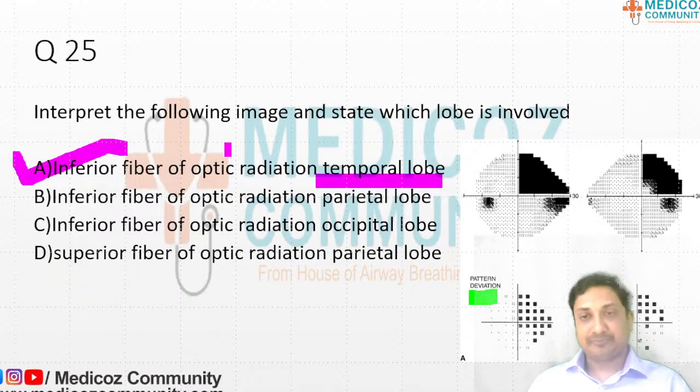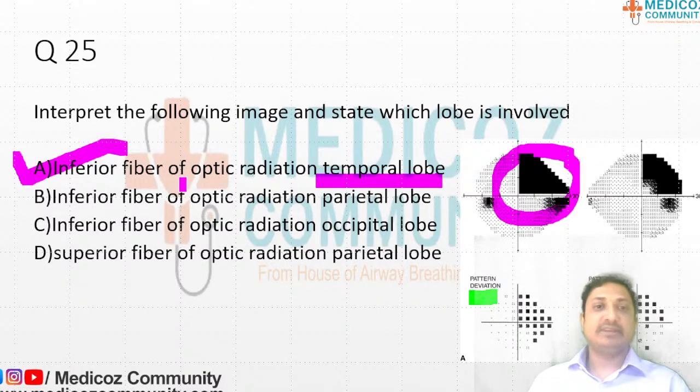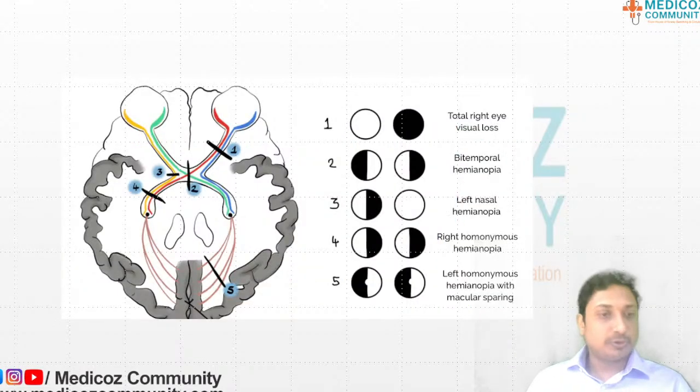Pie in the floor will be the superior fibers of the optic radiation of the parietal lobe, while what we are asked in this question is pie in the sky, and it is the inferior fibers of the optic radiation of the temporal lobe. Understood? So be well versed with your visual pathway.